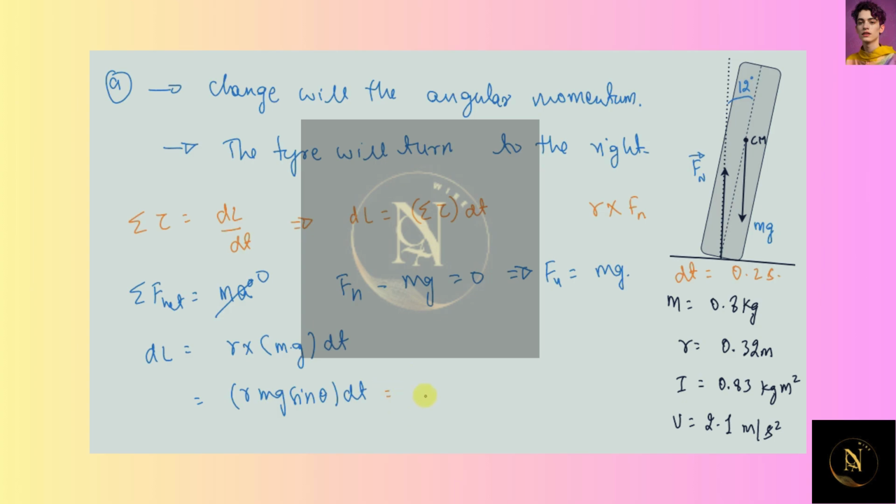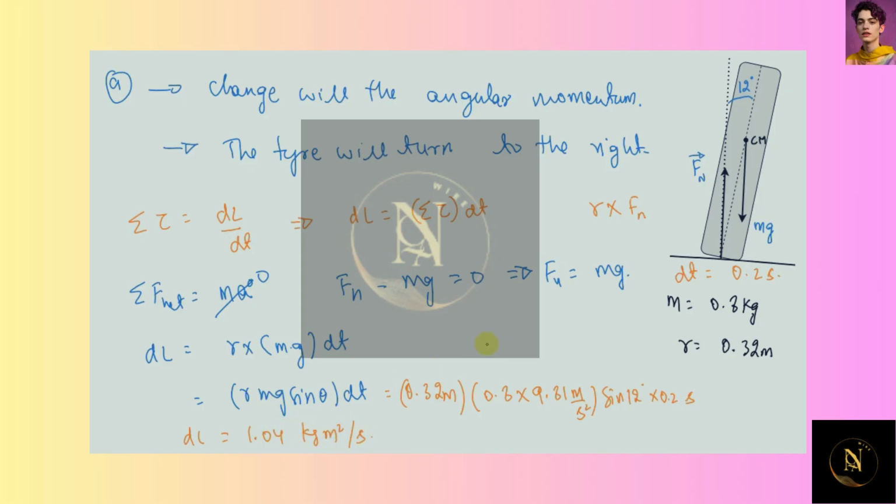So the radius of the wheel we have 0.32 meter, multiplied with the mass, which is 0.8, and g we have 9.81 meter per second squared. Sine theta is sine 12 degree, so 12 degree times dt, and dt is 0.2 second. So from here we'll get the change in angular momentum as nearly 1.04 kg meter square per second.